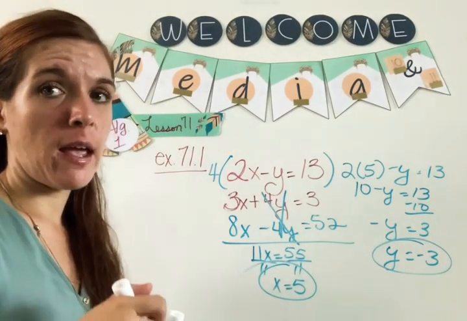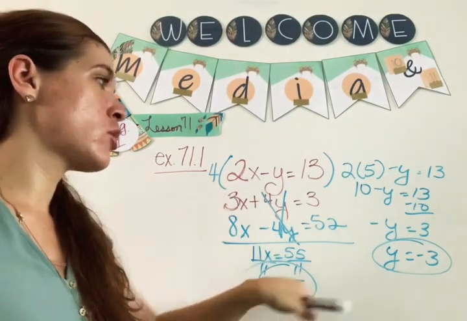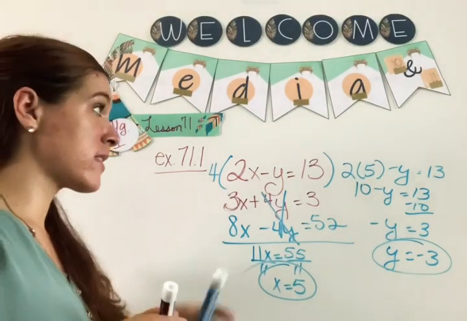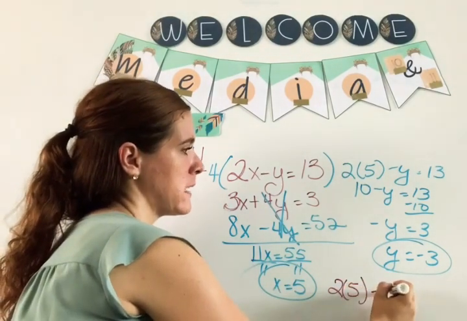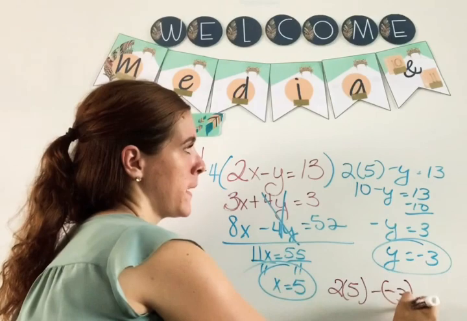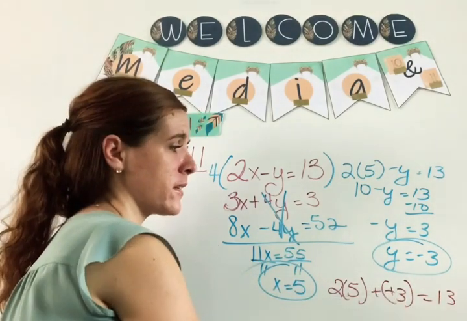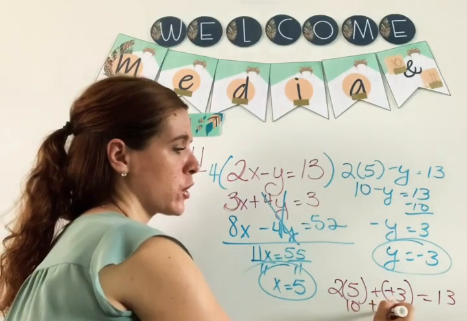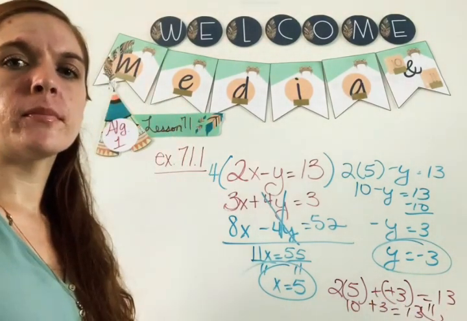You do have to check it, okay? In order to check it, you just pick one of these formulas to make sure that both of these work. So let's take the top one again. We go 2 times 5 minus a negative 3 equals 13, right? This is going to become positive, positive. You have 10 plus 3 equals 13. So you know you're right. Okay?